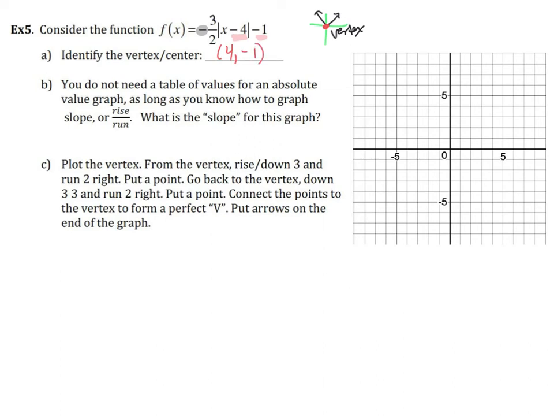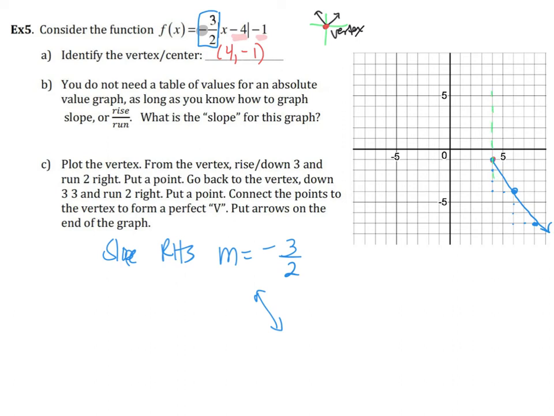So you can pause now and do it on your own, or you can follow along with me. So I go to the right 4, down 1, and from there, I'm going to go the slope. Remember, I do the slope on the right-hand side only. So the slope is -3/2. A negative slope looks like this. So I'm going to go from this vertex point down 3, right 2, down 3, right 2. This would be half of my absolute value.